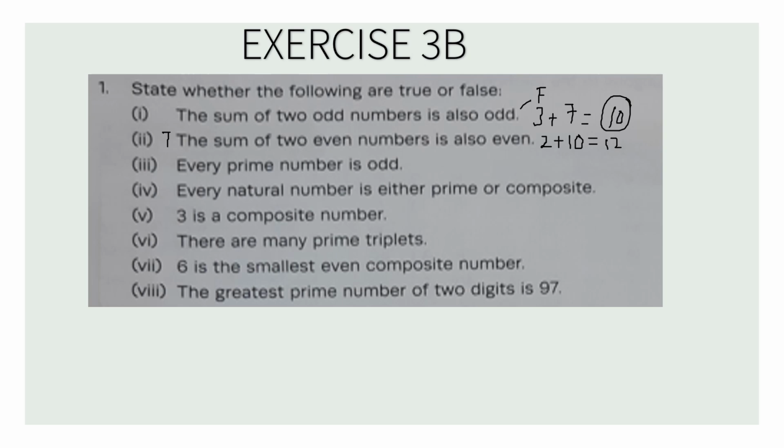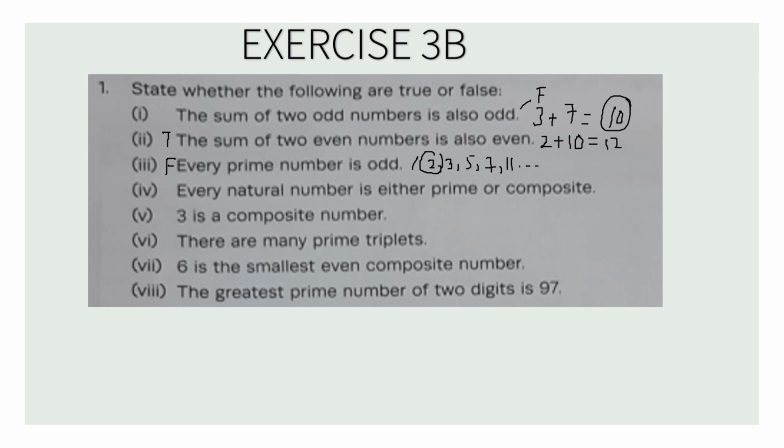Let's move to the third one. Every prime number is odd. See, the prime numbers are 2, 3, 5, 7, 11, and so on. So 3, 5, 7 onwards are odd, yes, but 2 is not odd. 2 is even. So this means every prime number is not odd, 2 is even. So this will be false.